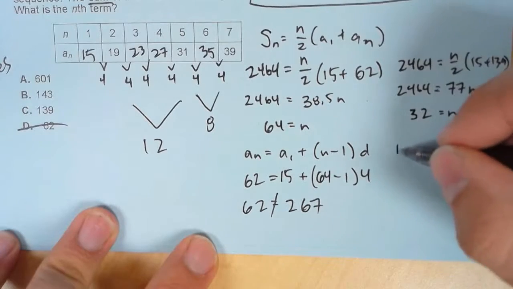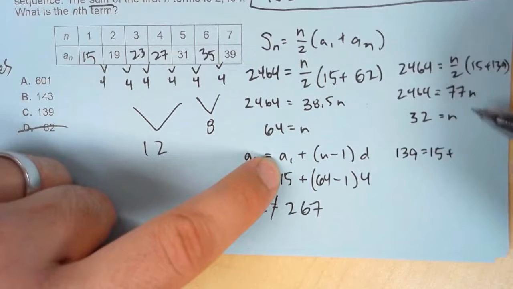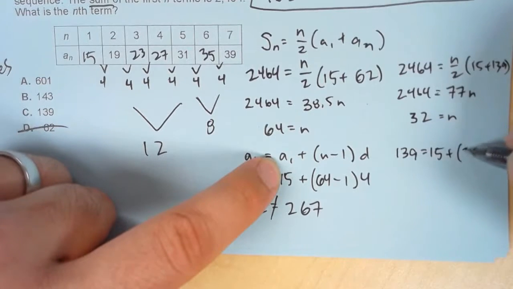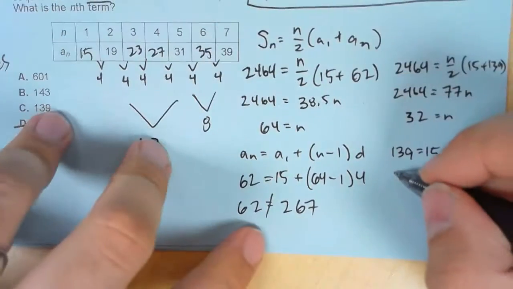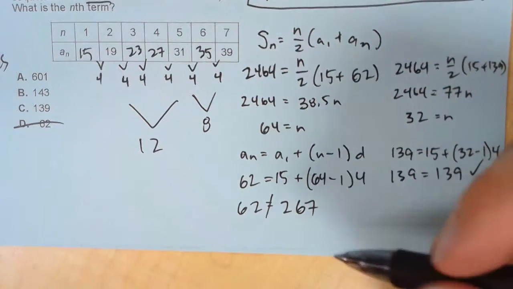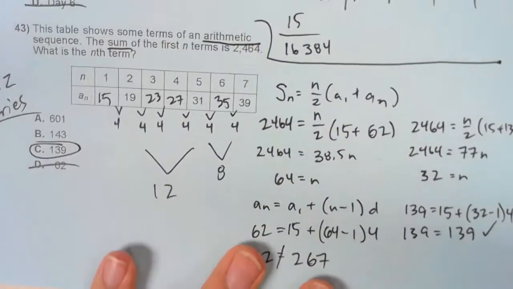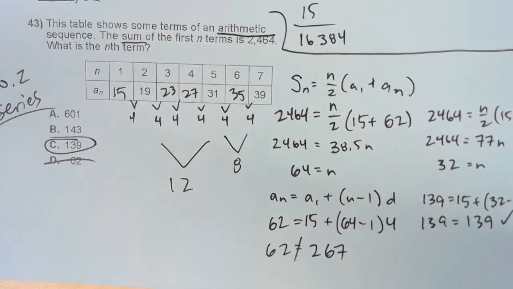So we're going to say 139 is our number, equals our first number of 15 plus, we're thinking this is the 32nd term, minus 1 times our common difference. So 139 equals, let's see, 15 plus 32 minus 1 is 31 times 4. Okay, it works in both of these equations, so 139 has to be your answer. And if this seems a little complicated right now, that's okay. You guys haven't gotten to 10.2 yet. We will get there, it'll make more sense.